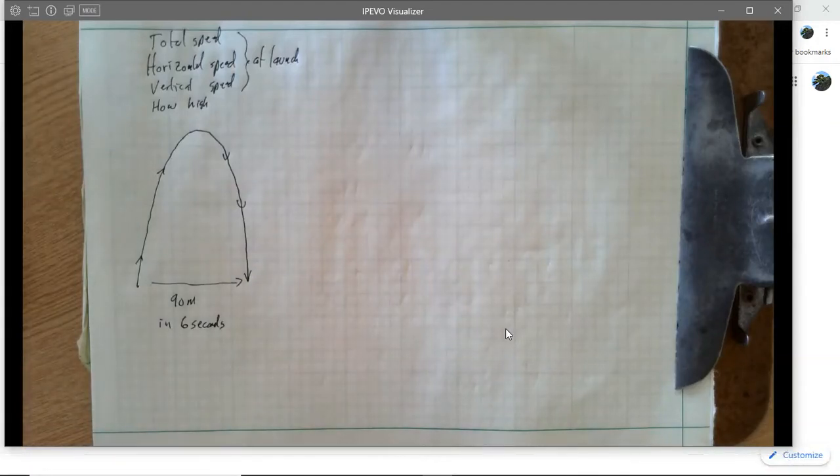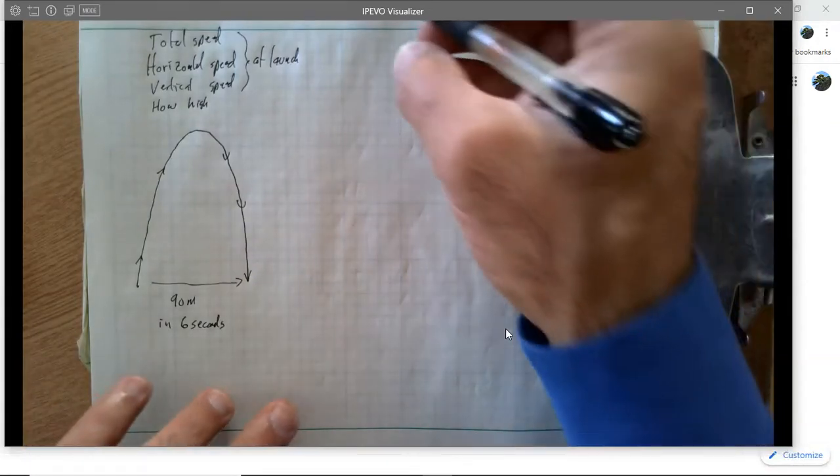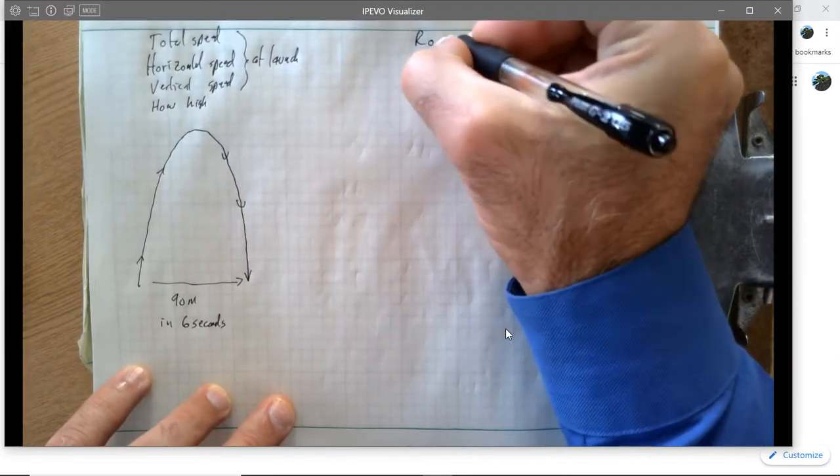Hey guys, I'm going to walk you through the problem here today for the rocket launch lab.